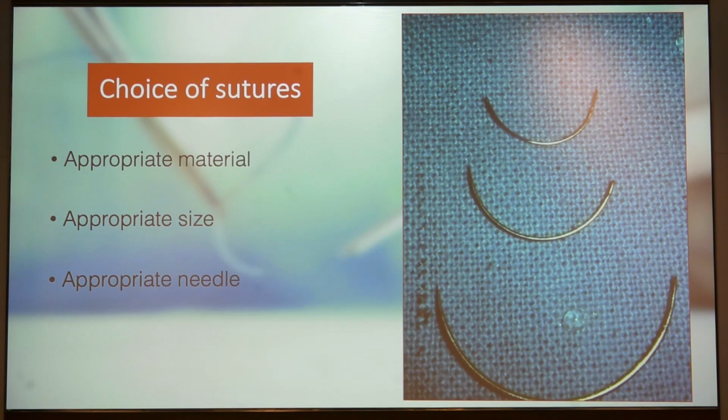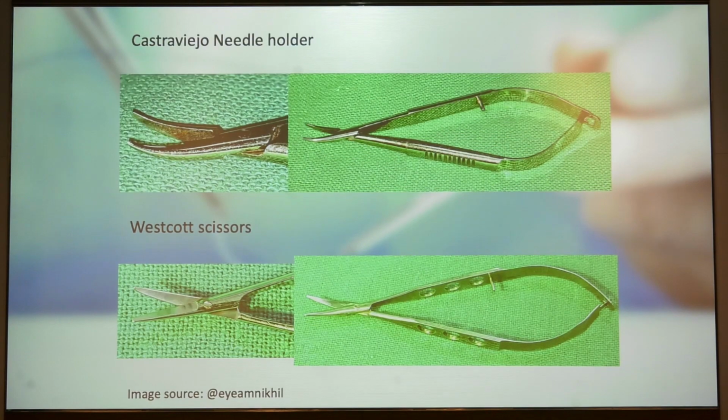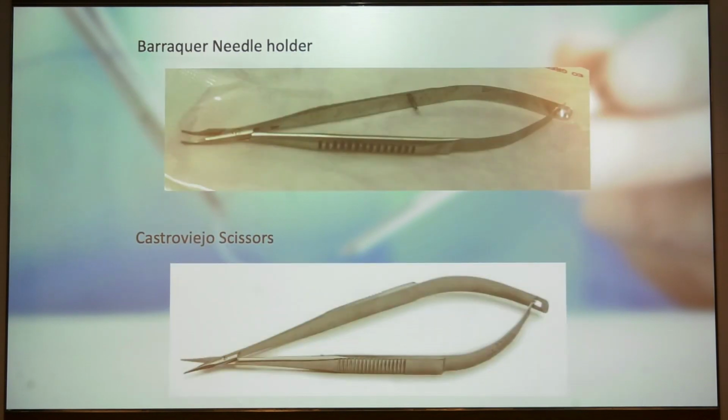and the sutures should be of appropriate size. So that is based on the kind of incision that you have to close and how much tension is required. So the needle and the suture depends on that. And the instruments that we use are suture tying forceps, tooth forceps to hold skin and dermis, plain forceps sometimes to hold the suture itself, needle holders, Westcott scissors to cut the suture.